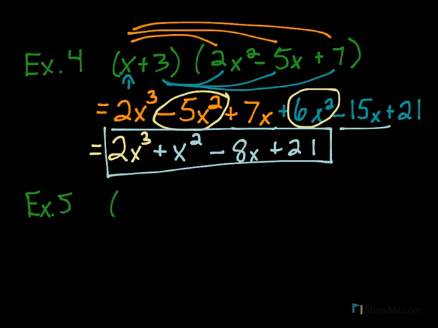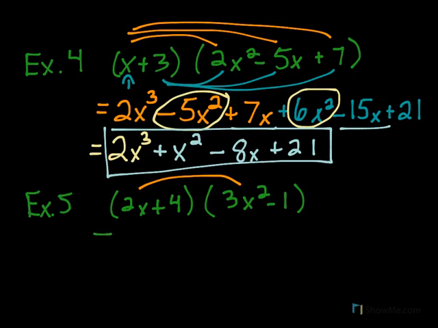Example 5 says, we have two binomials, 2x plus 4. But now check this out. Now we have a coefficient in the first term with the x. So what do we do if we have a coefficient with that? Well, it's easy. We just distribute. Notice that 2x times 3x squared will be 6x cubed. Also 2x times negative 1 will be minus 2x, and that's it. Keep it simple if it's simple.